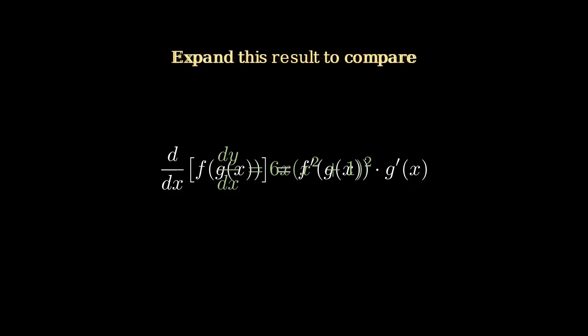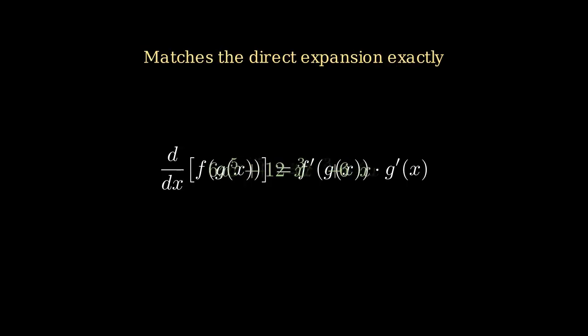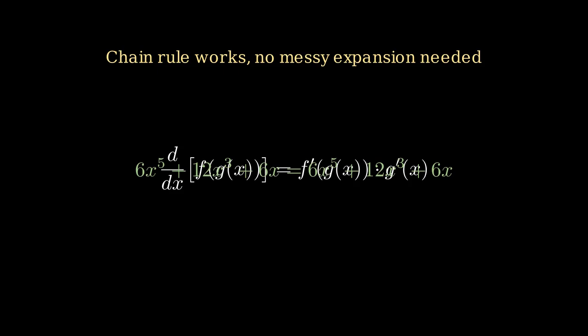Let's expand this chain rule result to compare with the direct answer. The quantity x squared plus 1 squared equals x to the 4th plus 2x squared plus 1. Multiplying by 6x gives 6x to the 5th plus 12x cubed plus 6x. And that matches exactly what we got from direct expansion, 6x to the 5th plus 12x cubed plus 6x. Same answer, two completely different routes, which is exactly why the chain rule is trustworthy as a shortcut. It just saves us from expanding messy powers by hand.